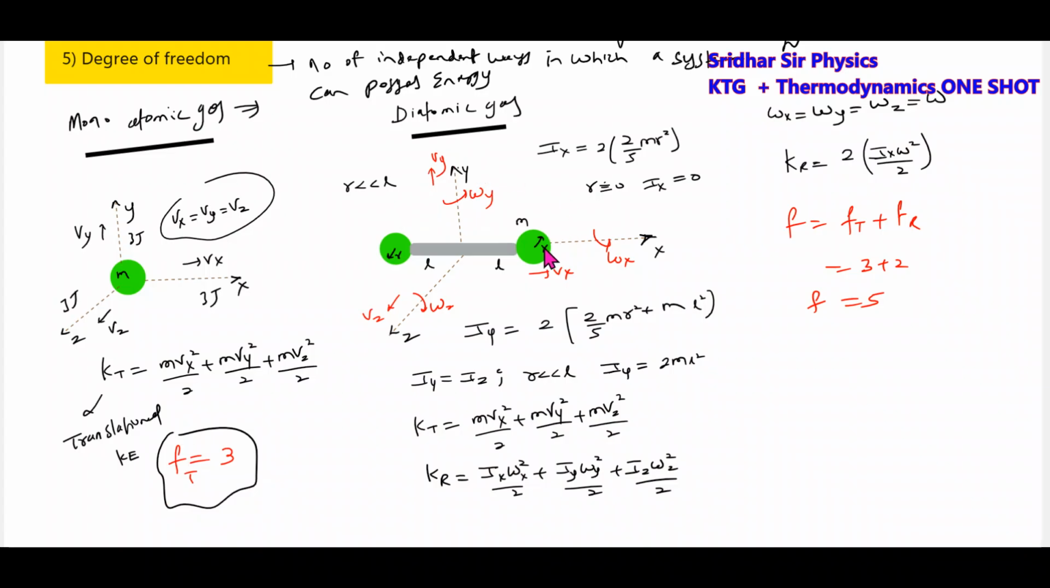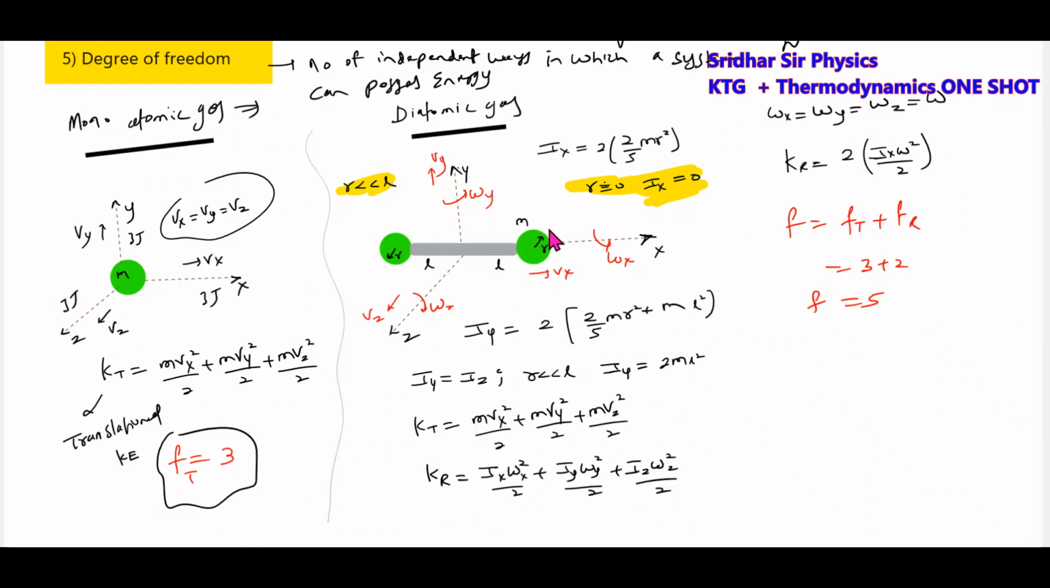Then the diatomic gas molecule. The size of the molecule will be very much less than the distance between the molecules. So therefore r will be very much less than R. Because of that, the moment of inertia about the x-axis will be 0. That's the basic reason. Now the molecule can move along x, along y, along z, so 3 translations. It can rotate about the x, y, and z axes. Then the moment of inertia about the x-axis will be 0.